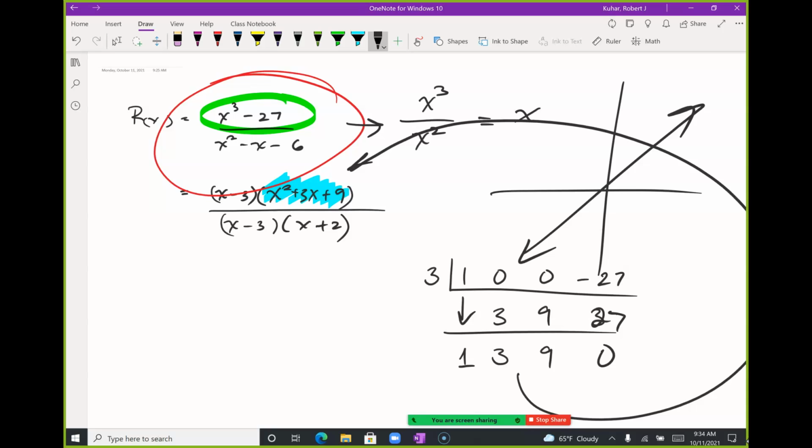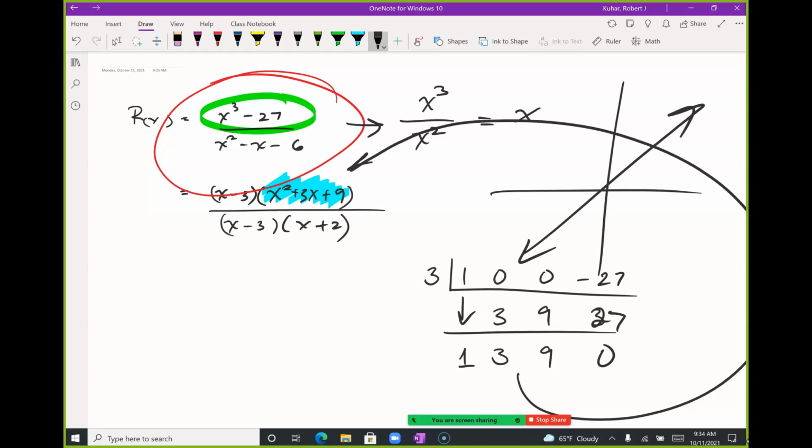When the power upstairs is higher, there is no horizontal asymptote. When the power downstairs is higher, there is a horizontal asymptote of 0. When the powers are the same, I get a horizontal asymptote of the ratio of the leading coefficients.